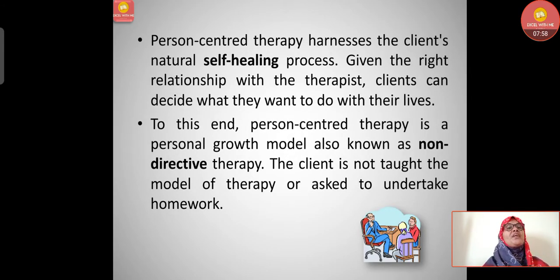Then person-centered therapy harnesses the client's natural self-healing process, which is very, very important. Otherwise, they will start depending on others for each and everything. Given the right relationship with the therapist, clients can decide what they want to do with their lives. Ultimately, the client will decide what they want to do in life, not the counselor. The counselor just guides, helps and supports the client.